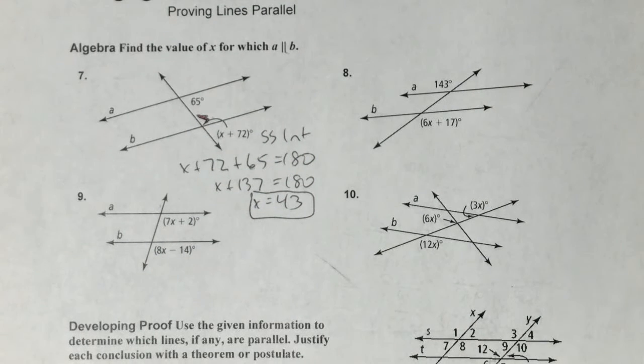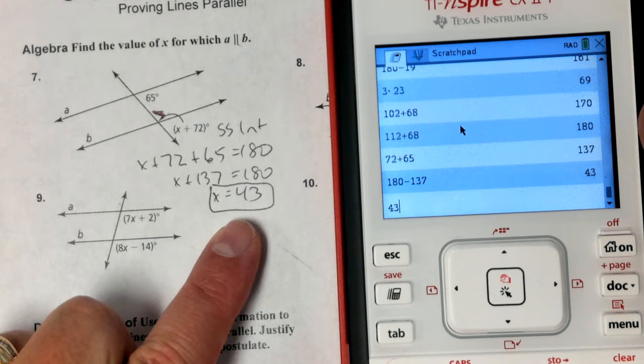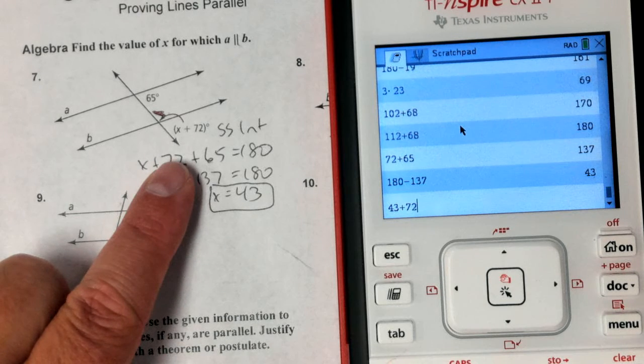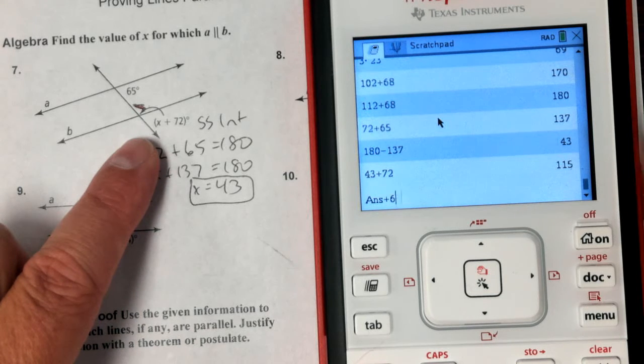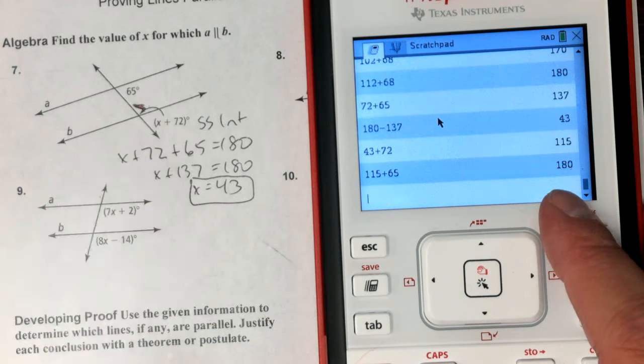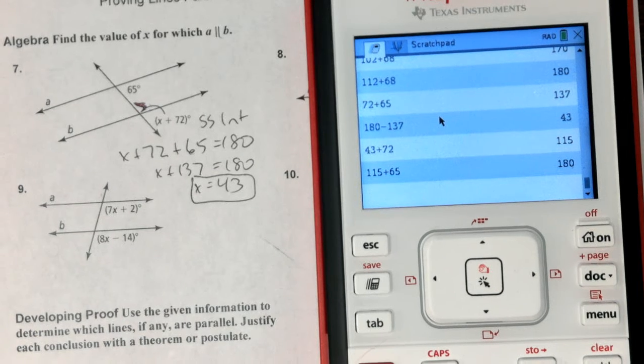So x is 43. The part I won't write is just the check for it. 43 plus 72 gives us 115, and then plus 65 gives us 180. That's how you can check your work to know you did it right. Okay?